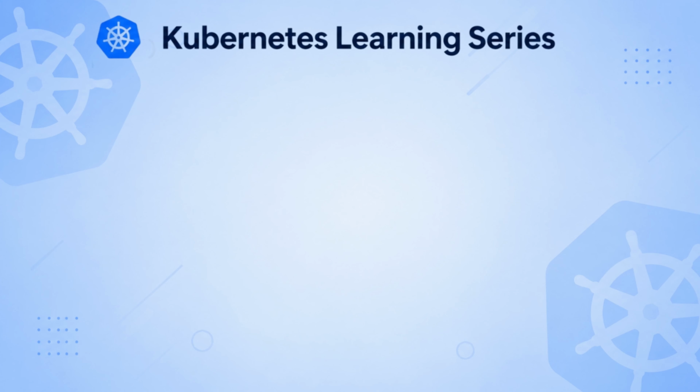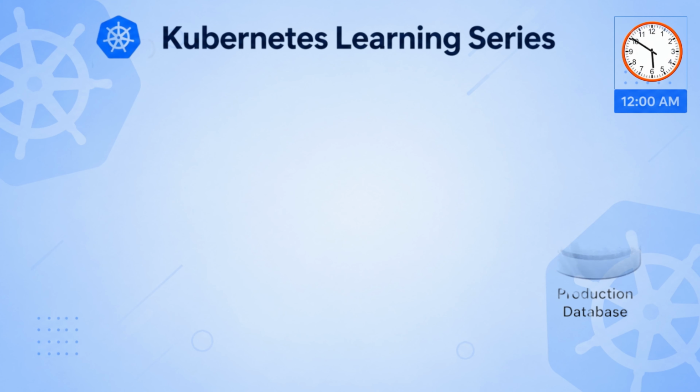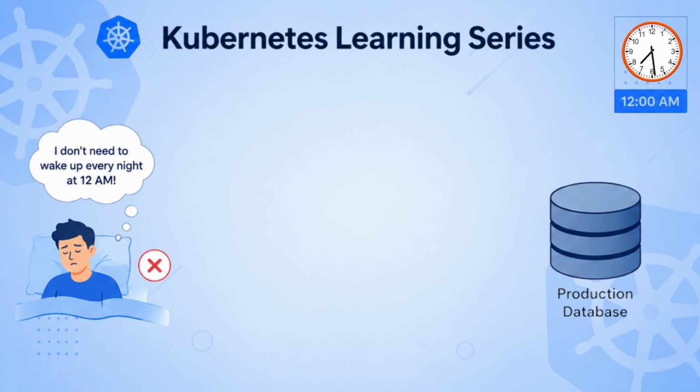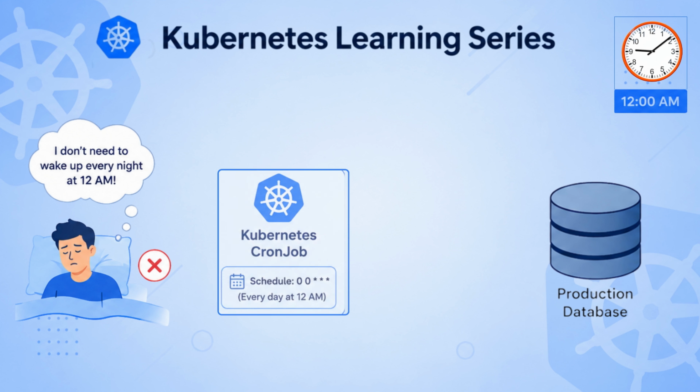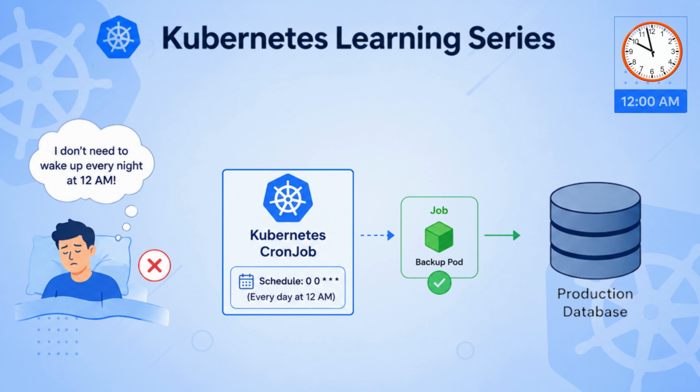So imagine you're responsible for backing up your production database every night at 12 a.m. Would you wake up every night just to run a single command? Of course not, right? So you need something that automatically runs your task on a schedule. That's exactly why Kubernetes provides a cron job.